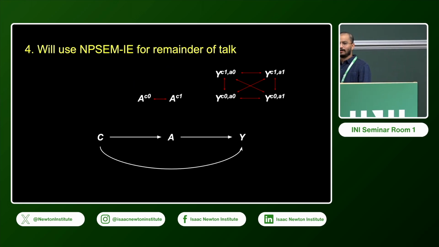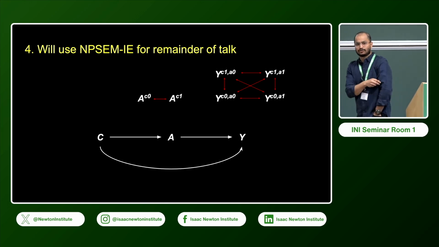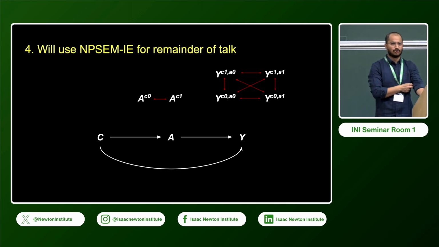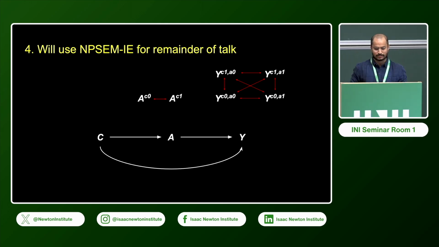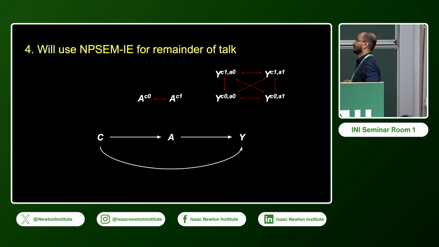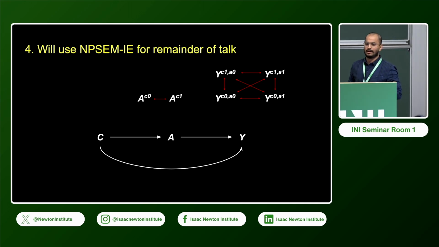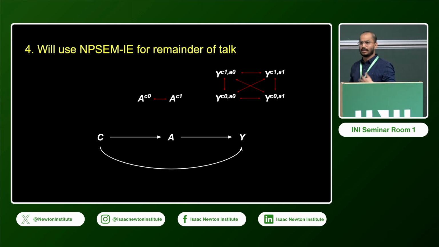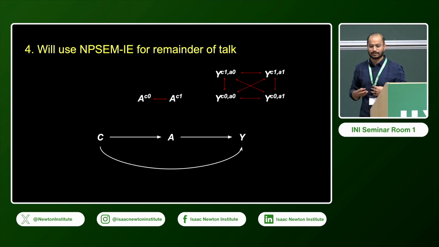of the talk. The main difference that comes about with respect to identification is actually when it comes to mediation. As far as I know, for average causal effects that do not talk about mediation or nested counterfactuals, NPSEM-IE and FCG give you the same identification and non-identification results.